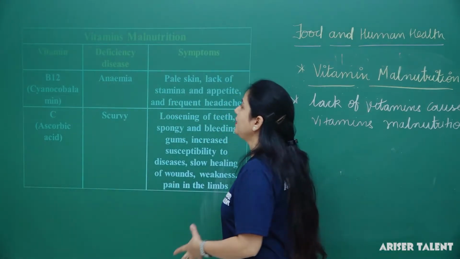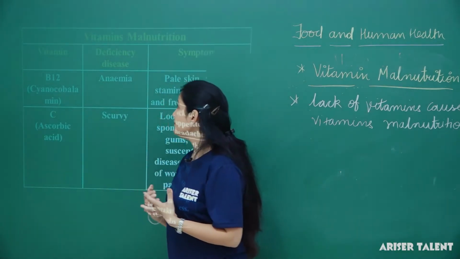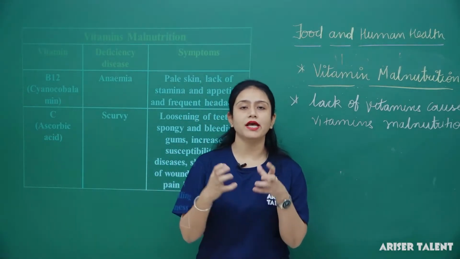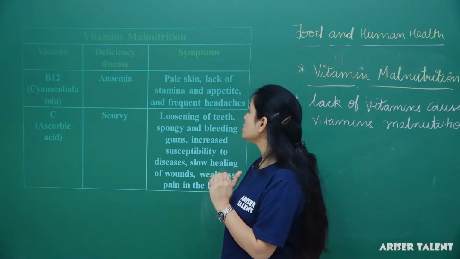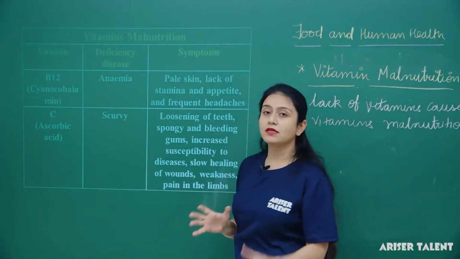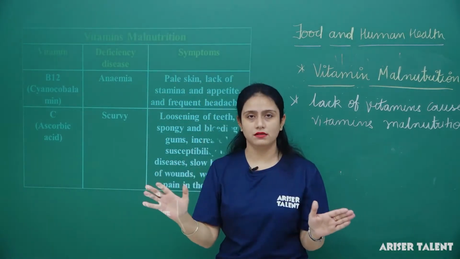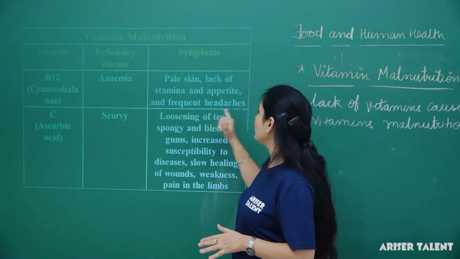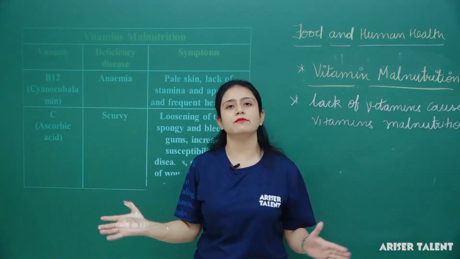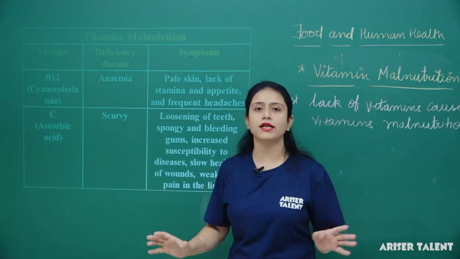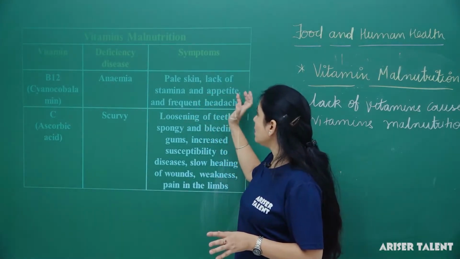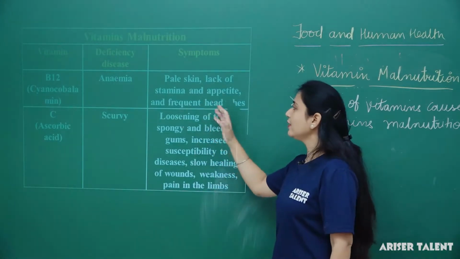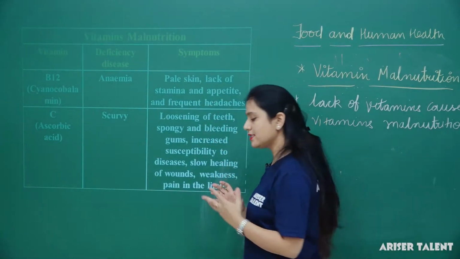Now, vitamin B12. The deficiency disease caused by the deficiency of vitamin B12 is anemia. Anemia means deficiency of blood also. So what are the symptoms? Pale skin, when the skin becomes dull. Lack of stamina and appetite, and frequent headaches. When the person doesn't have stamina to stand or to work for a long time. Or lack of appetite, when the diet reduces. And frequent headache, when he is suffering from continuous headache.